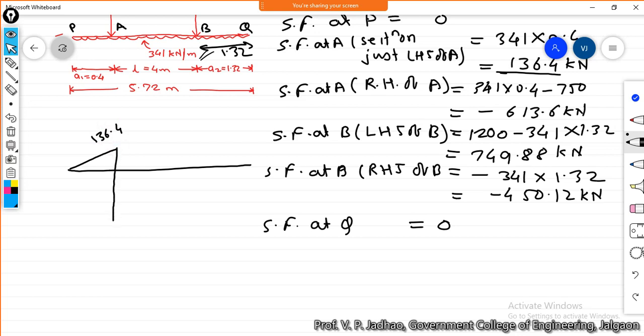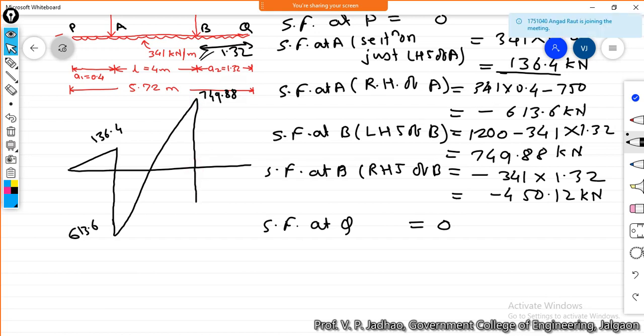The next is minus 613.6. Here again I think we have plus 749.88 kilonewton. We can join these 2 points, and here the shear force is minus 450.12. So this is negative, this is positive, and this is negative.